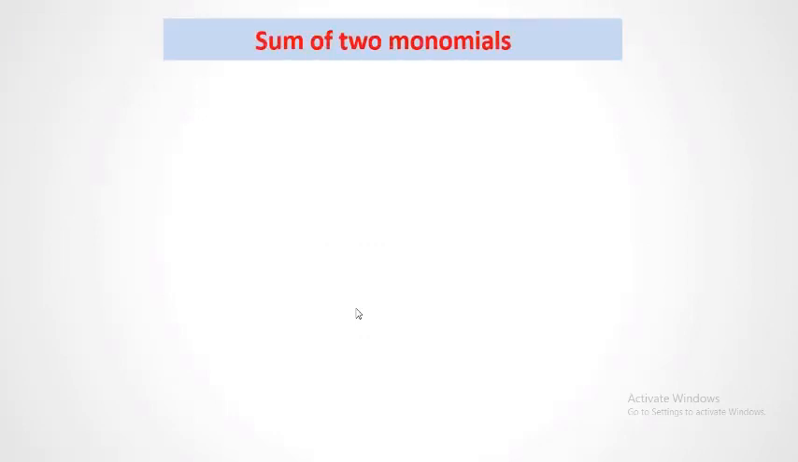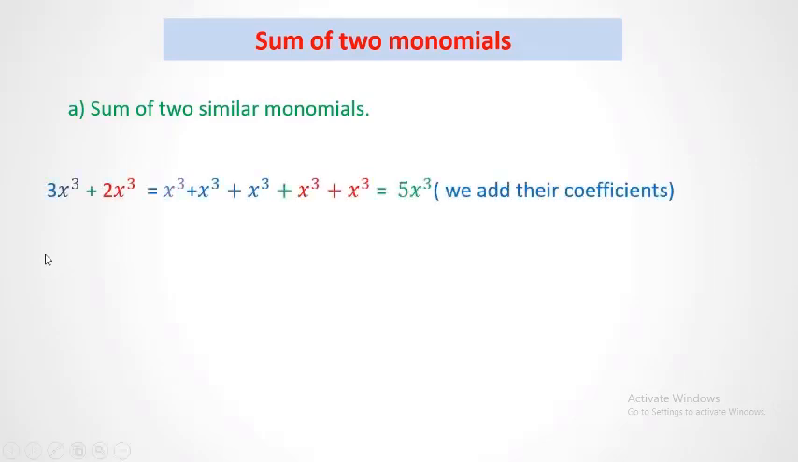Sum of two monomials. Sum of two similar monomials. For example, 3x power 3 plus 2x power 3. I will decompose 3x power 3 into x power 3 plus x power 3 plus x power 3, and 2x power 3 into x power 3 plus x power 3.